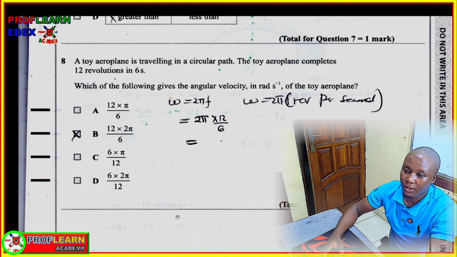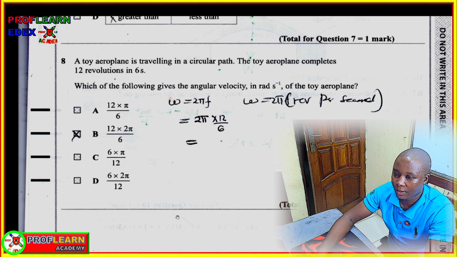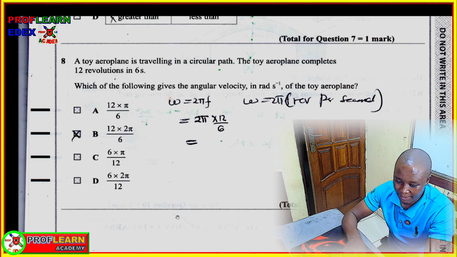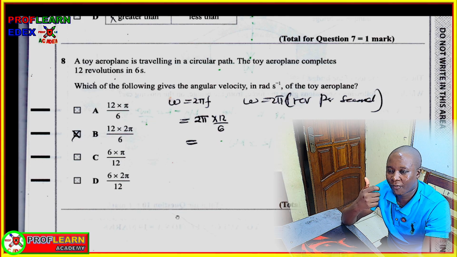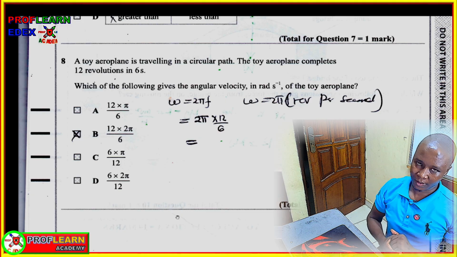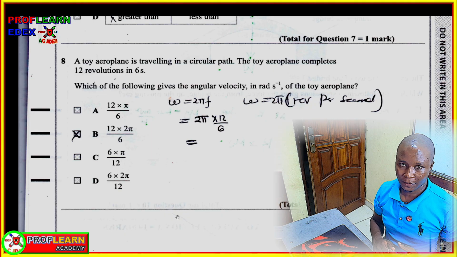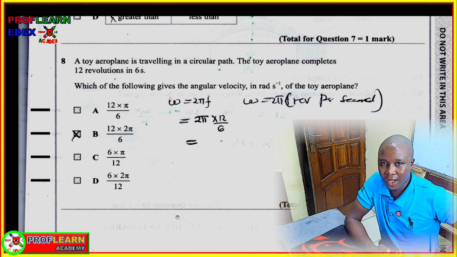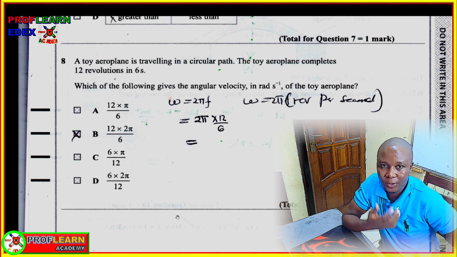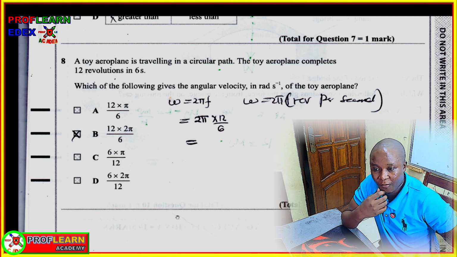Question number 8, we are told that a toy aeroplane is traveling in a circular path. The toy aeroplane completes 12 revolutions in 6 seconds. You need to understand that if you are told 12 revolutions in 6 seconds, you can determine how many revolutions per second, and in this case we are going to have 2 revolutions per second. What does that mean? The number of revolutions per second means the frequency is 12/6.